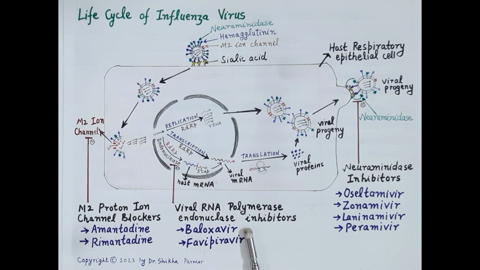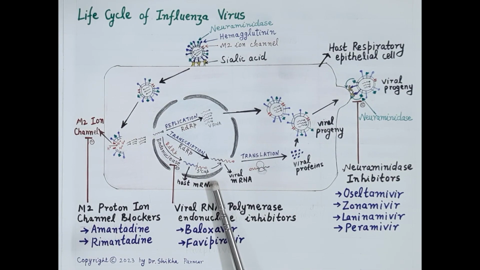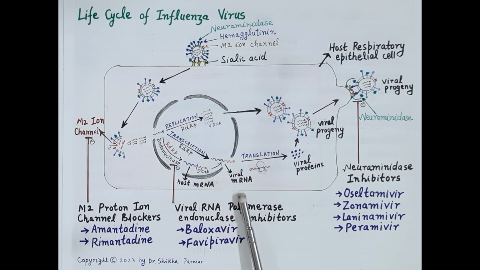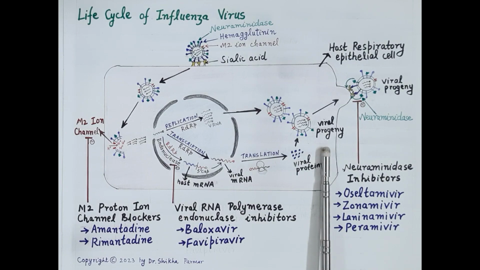Then the second category is of viral RNA polymerase endonuclease inhibitors. Now, these drugs inhibit the enzyme endonuclease. So, now the 5' cap is not removed from the host or human messenger RNA, and without the 5' cap, RNA-dependent RNA polymerase cannot synthesize viral messenger RNA. So, this prevents synthesis of viral messenger RNA. Further, it prevents synthesis of viral proteins, and further it prevents the multiplication of virus.